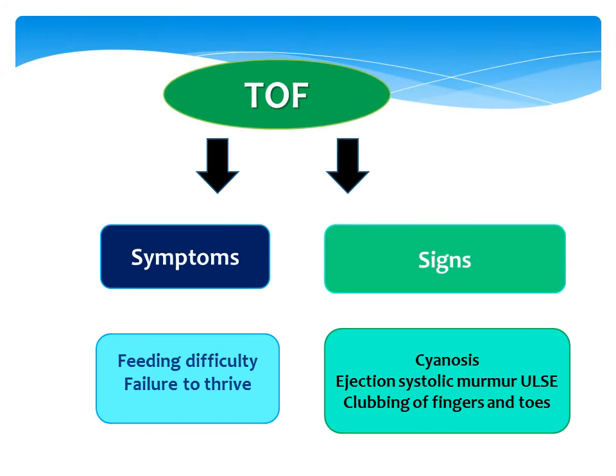Patients with TOF may present with feeding difficulties and failure to thrive. On examination, the child has central cyanosis. On auscultation, there is an ejection systolic murmur at the upper left sternal edge. The murmur is due to pulmonary stenosis. Clubbing of fingers and toes is noted in older children.